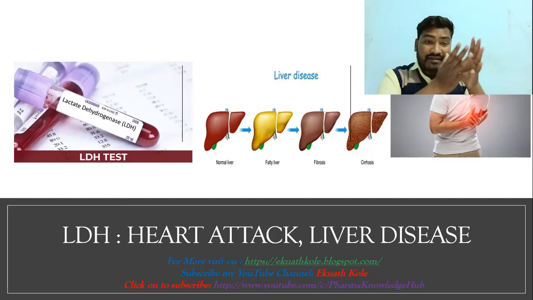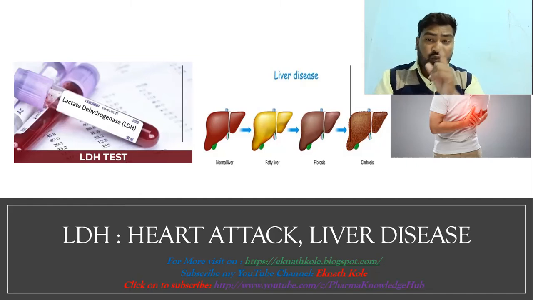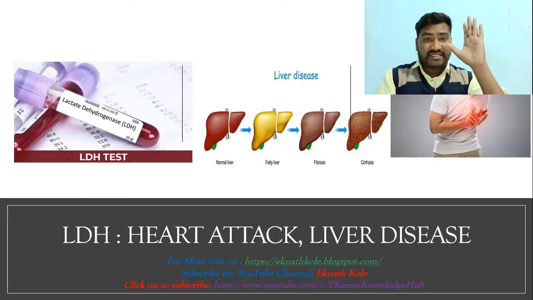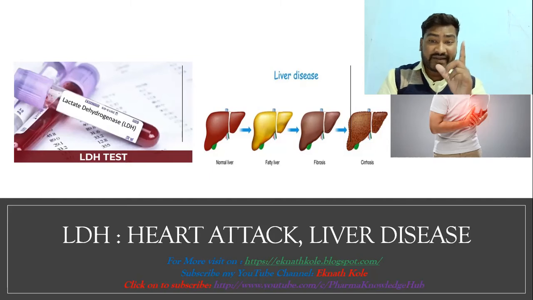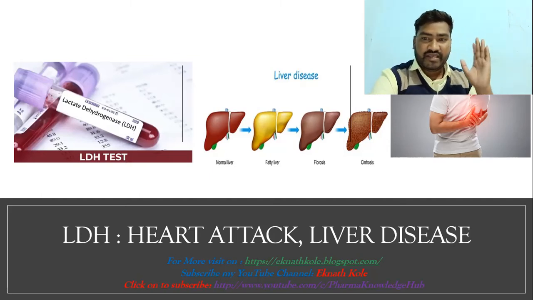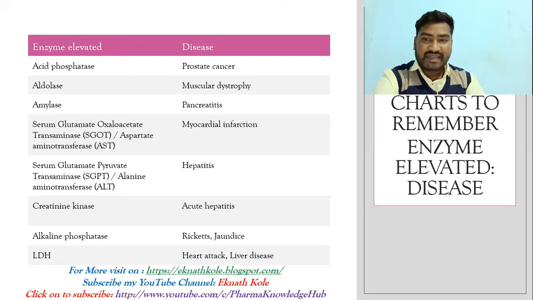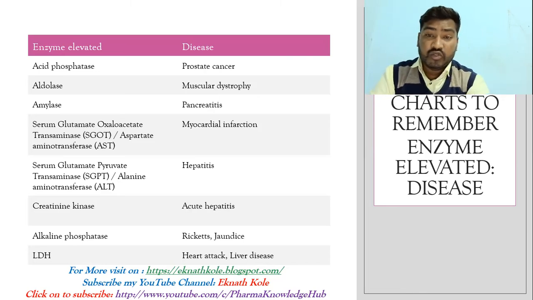These are some enzymes. If these enzymes are elevated in our body, they can indicate that the person is suffering from such kinds of disease. So LDH elevated in the body can indicate heart attack as well as liver disease. It is very simple, you have to remember it. Then this is the chart, so you have to remember this chart. You can take a screenshot and remember it. You can make your own mnemonic to remember these diseases.